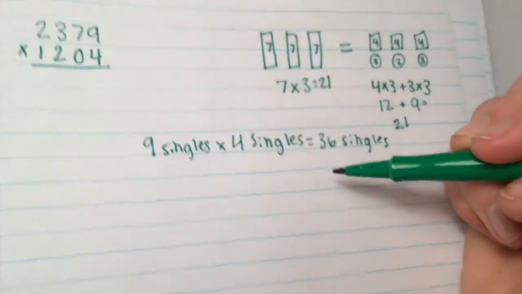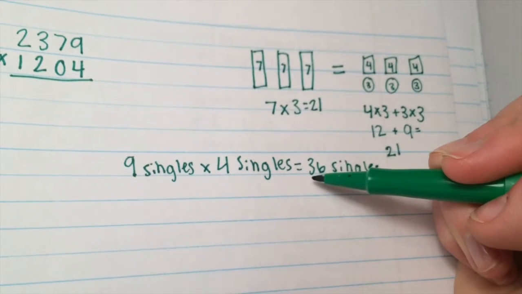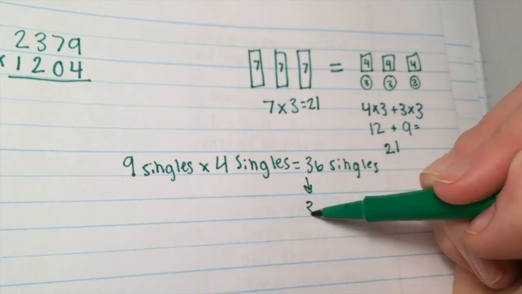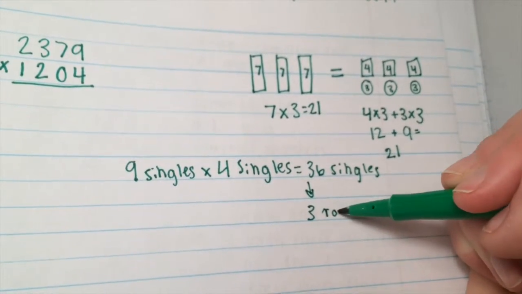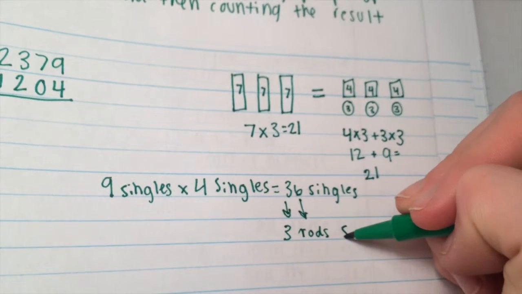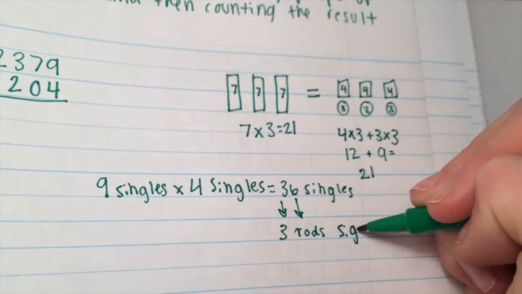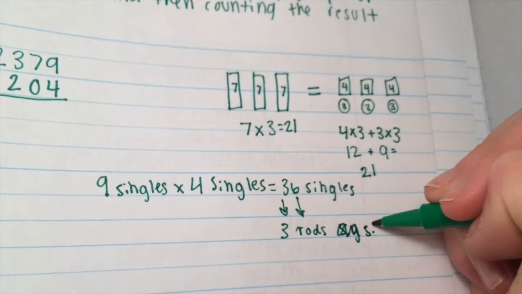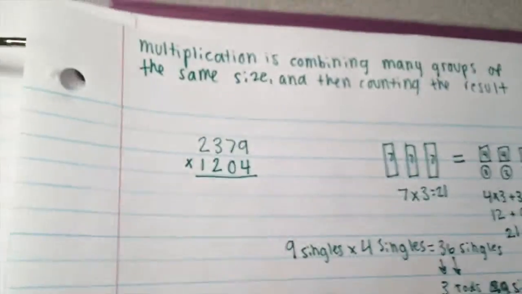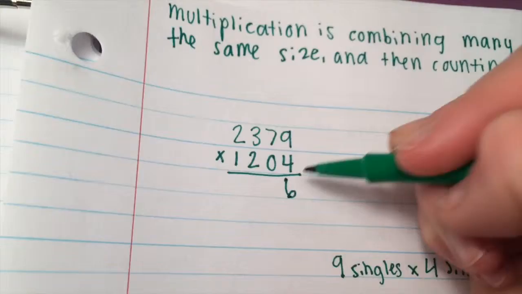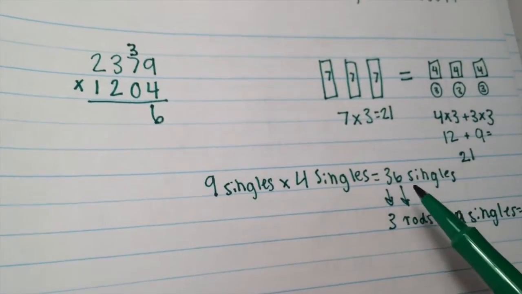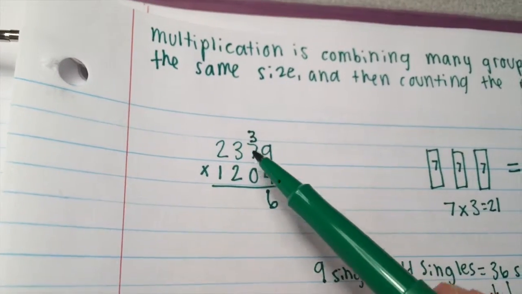So if we take 3 groups of 10, so if we take the 30, we get 3 rods, and then the 6 singles left over. So we would keep these 6 singles down here, and we would carry the 3 rods that we formed out of these 36 singles up into the rods column.